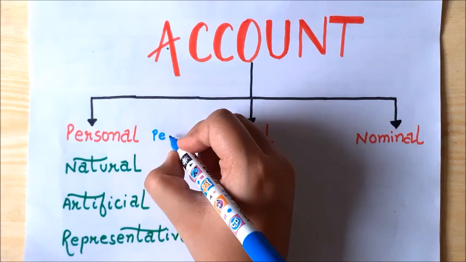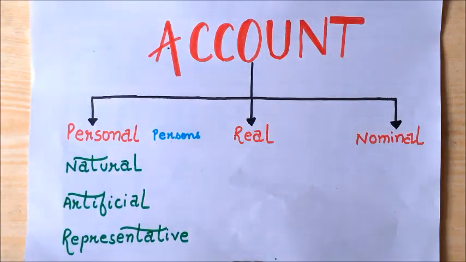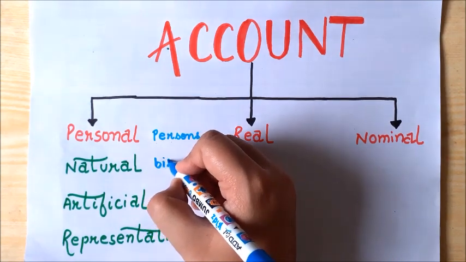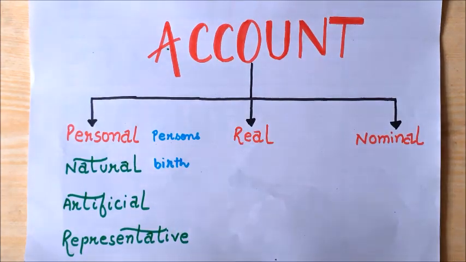The first one is a personal account. A personal account involves all the persons. These persons can be natural, artificial or representative. First, natural person. Who is a natural person? A natural person is the one that is born by birth. For example, Neha, Sonal. These are born naturally.